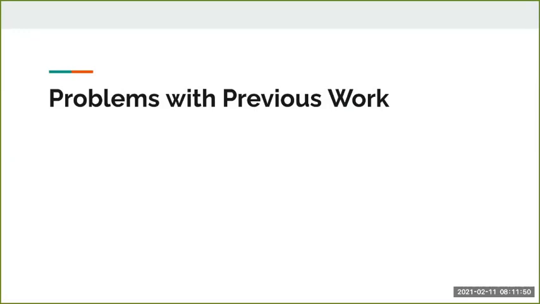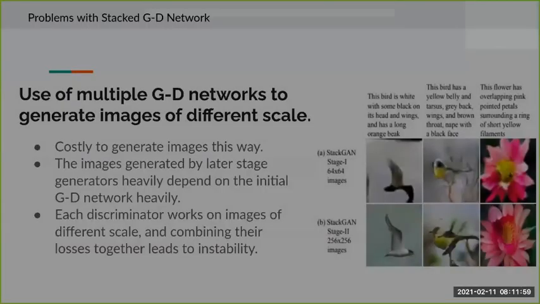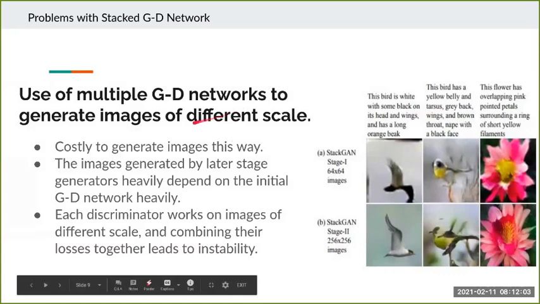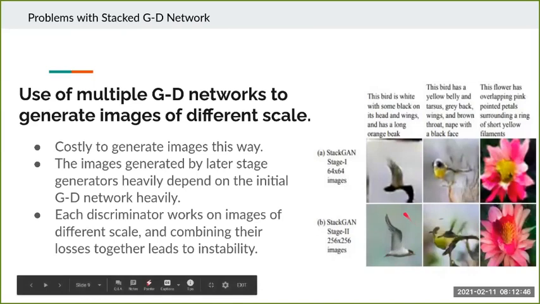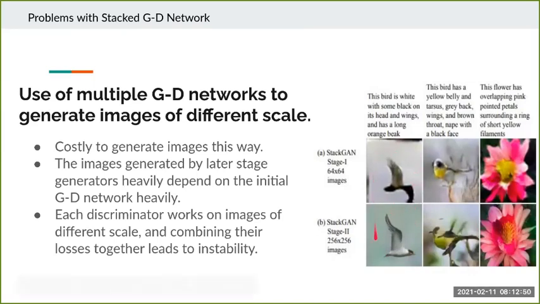Now, the problems that this paper tries to work on, and the problems that they found in the previous work that we have just seen, are as follows. First is the use of multiple generator discriminator networks to generate images of different scale. As you might have noticed, each of the networks that we just saw uses a stacked architecture similar to the StackGAN or StackGAN++ model. The idea is to progressively find better and better images. There are some problems that they have mentioned in the paper related to this architecture. First of all, it's obviously very costly to generate images this way because we have multiple networks to optimize and train. Then, these are stage one images and these are stage two images. The images at stage one very heavily affect how the images will be generated at stage two.